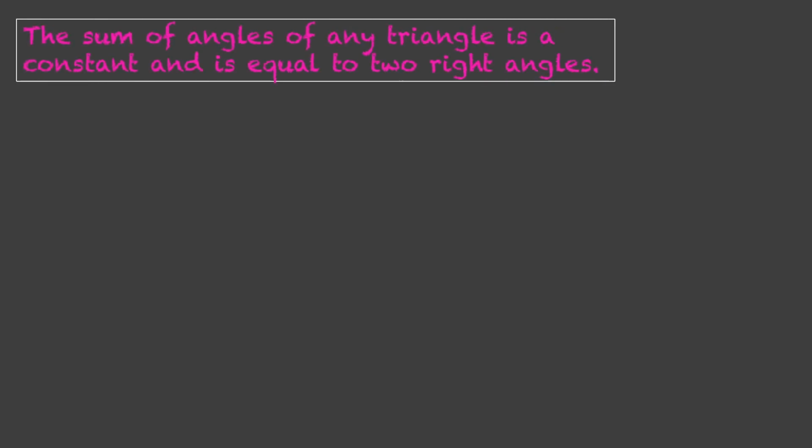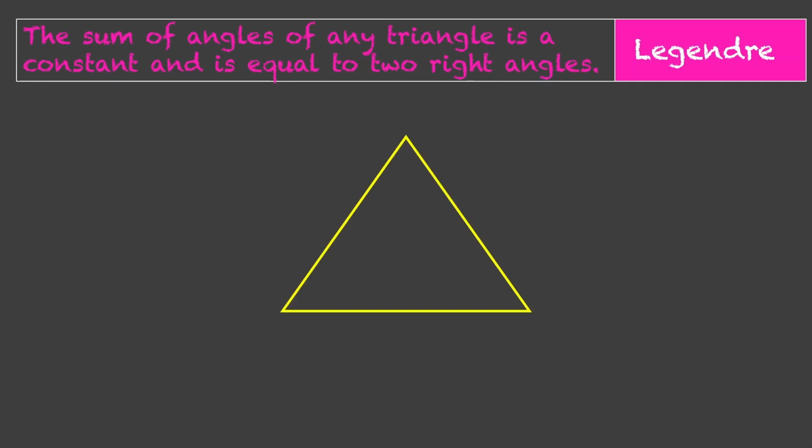The last equivalent is, the sum of angles of any triangle is a constant and is equal to two right angles or 180 degrees. This was given by Legendre. Now let's have a triangle and call it triangle ABC. This is angle theta, alpha and beta. In order to see how this is equivalent to Euclid's fifth postulate, let us see how this is saying the same thing as the Playfair's axiom, which is again equivalent to Euclid's fifth postulate.